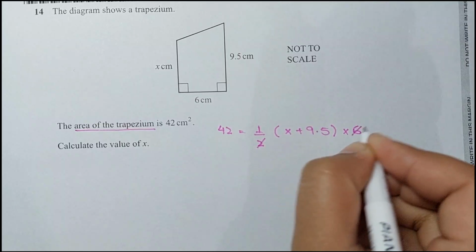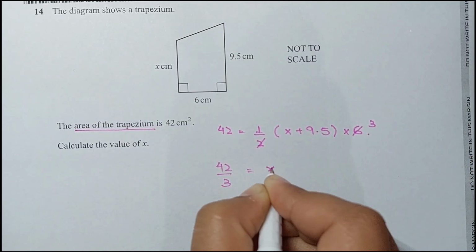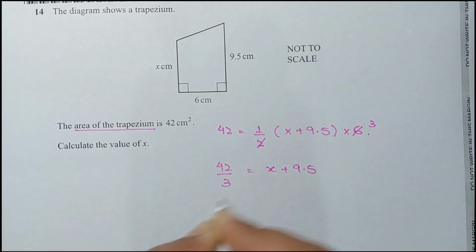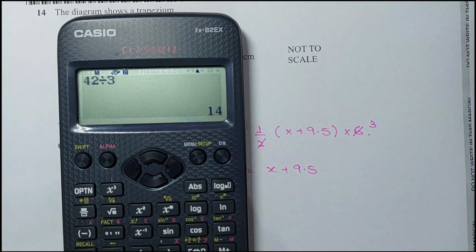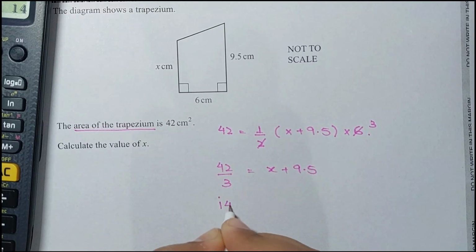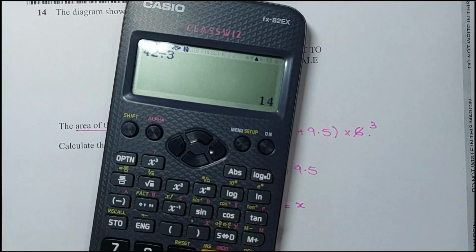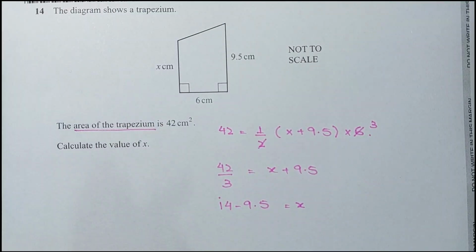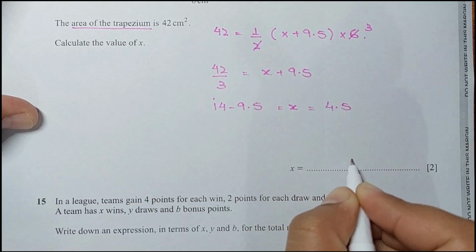Okay, 2 times 3 is 6, and 42 divided by 3, this would be x plus 9.5. So what is x? 42 over 3, this is 14, minus 9.5, this would be my x. 4.5 is the x value. So this x is 4.5 centimeters.